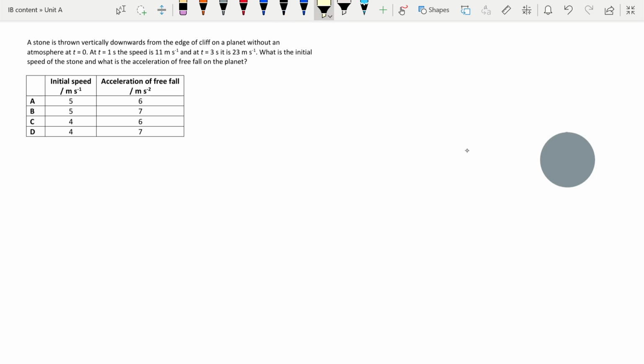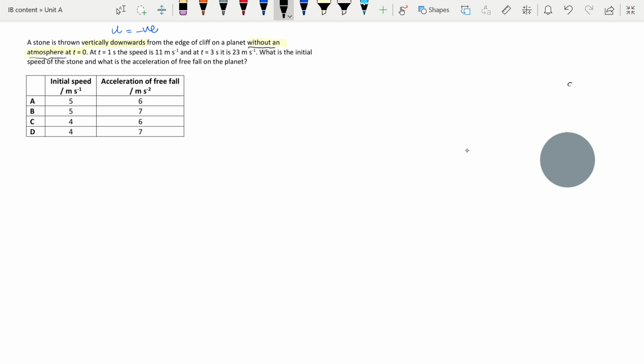A stone is thrown vertically downward. It means that its initial velocity is not zero, and its initial velocity is some value that is negative, and it is thrown downward without an atmosphere from the cliff. So without an atmosphere means that there is only one force exerted on it.